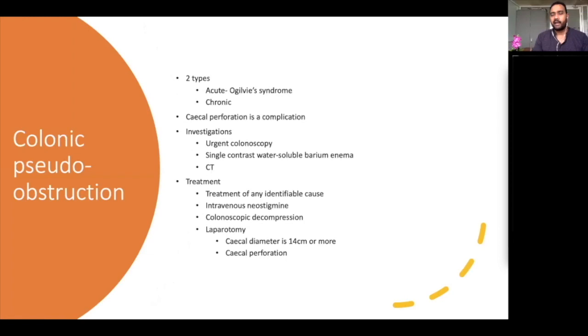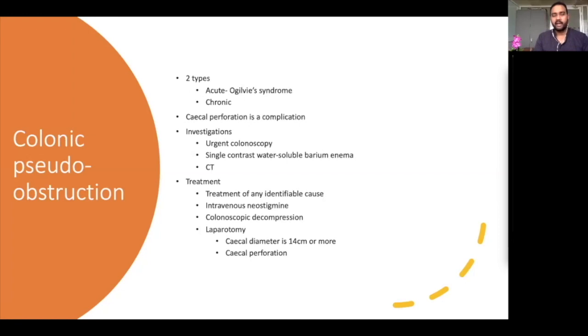You can have an acute colonic pseudo obstruction, or it can be a chronic colonic pseudo obstruction. Acute has another name, it's called Ogilvie syndrome, right? You should know this one. Sometimes it might appear in the MCQs as well, Ogilvie syndrome. So you should know Ogilvie syndrome is a colonic pseudo obstruction, right?